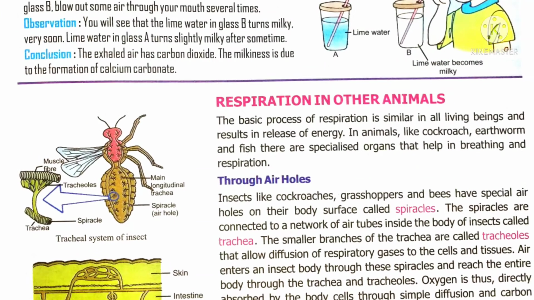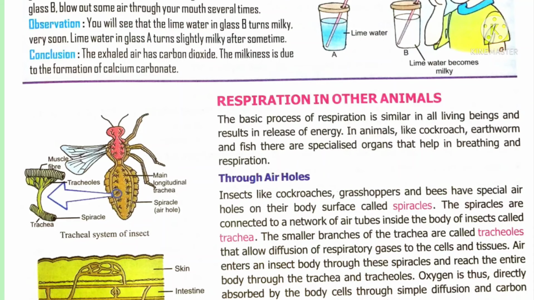Now let's move on to the respiration process in different animals. We know that we breathe through our lungs, and air comes in through the respiratory tract, from the nasal cavity. Different organisms have different specialized organs to carry out respiration. Our respiratory organ is the lungs. In the same way, different animals have different respiratory organs.